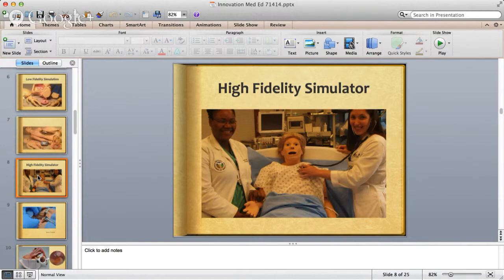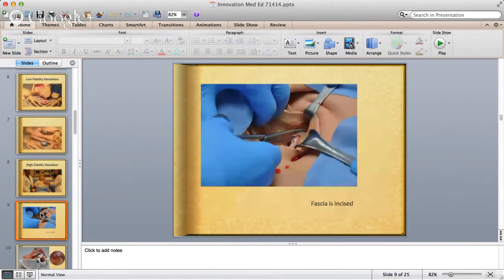This is an example of a high fidelity simulator, and this happens to be the Chloe prototype. And so you can see she had one resident checking her pulse, because yes, she does have real pulses. One resident's listening to her heart. Yes, she has heart sounds. And so as you increase your cost and your maintenance, you also increase your chance to teach residents different things. And this is an example of Chloe having her abdomen incised and cut into. So she does have the 5 different layers that a human abdomen has.